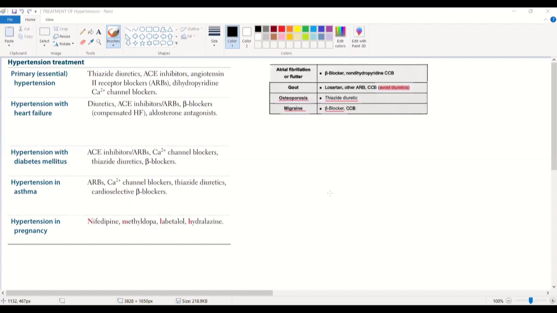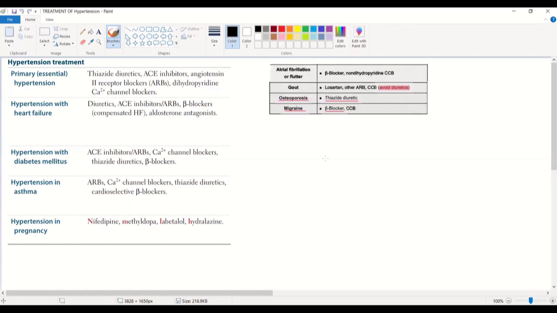Is my screen visible or not? Not yet. I hope it will be visible. Is this visible? Not yet. Okay, I think it's coming now. Yes. Okay.